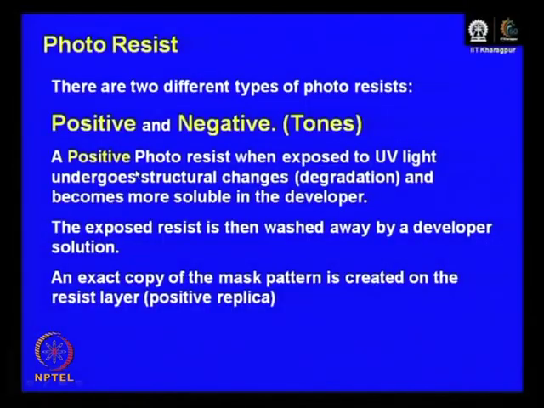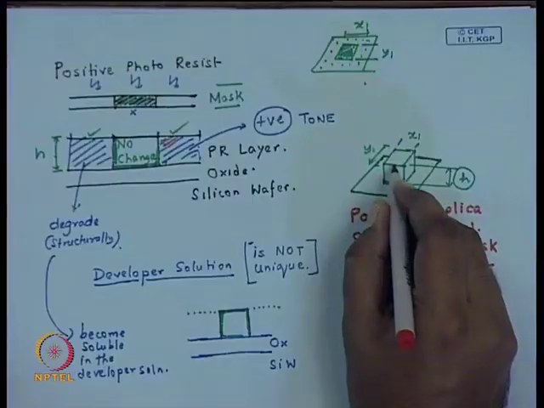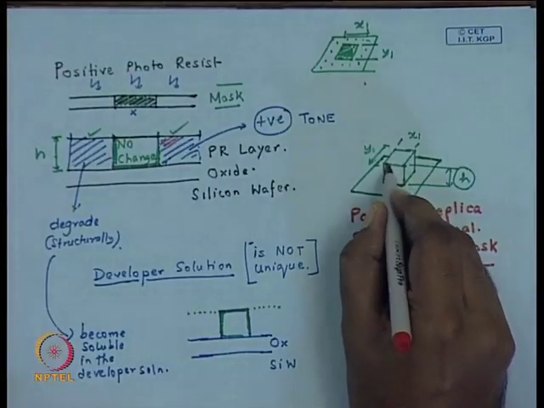So let us now get back to the definition written for a positive photoresist. When exposed to UV light, it undergoes structural changes and becomes more soluble in the developer. The exposed resist is then washed away by a developer solution. An exact copy of the mask pattern is created on the resist layer. I hope now, based on the discussion we had here, you understand how it works.